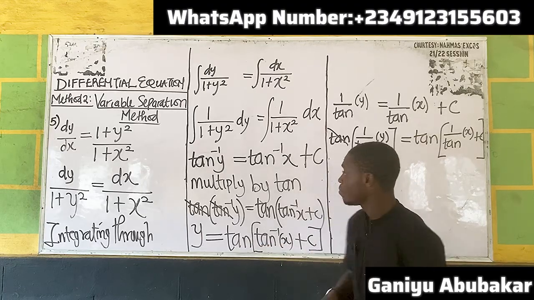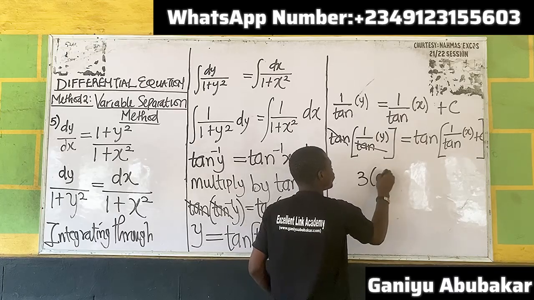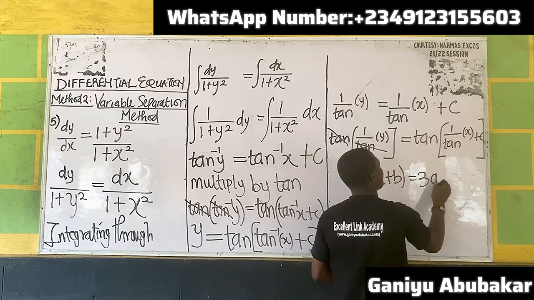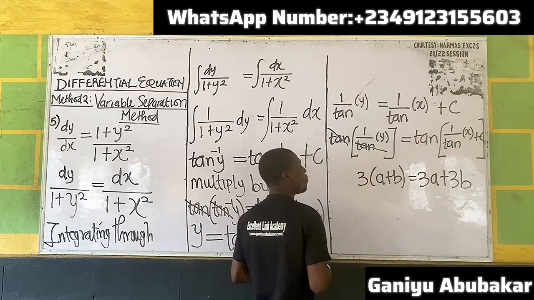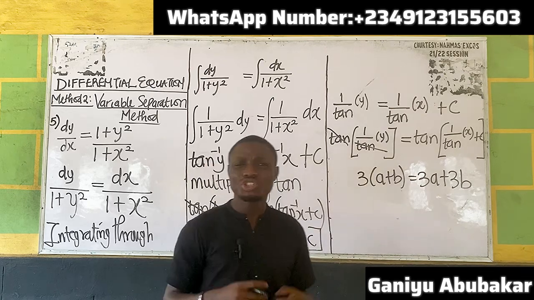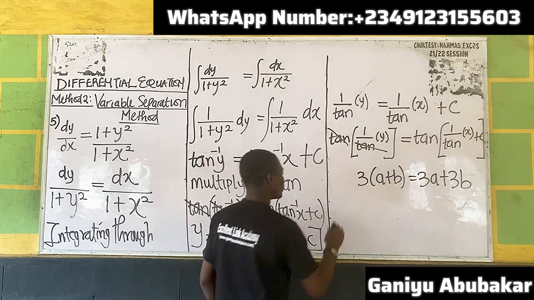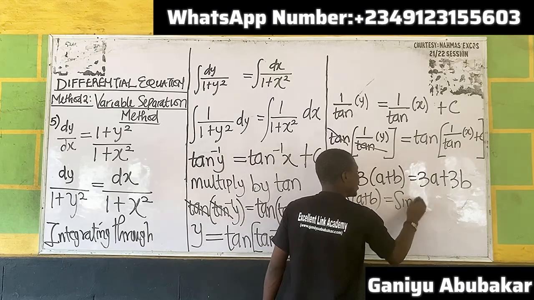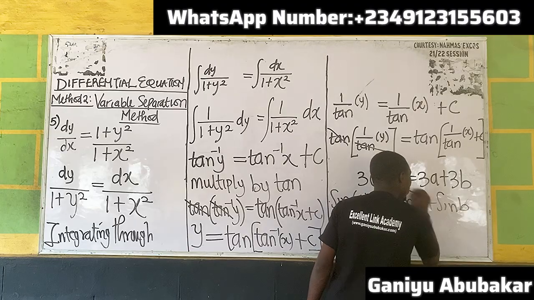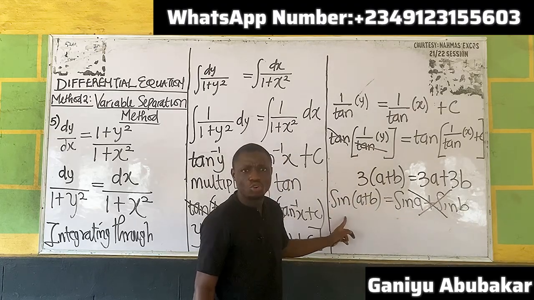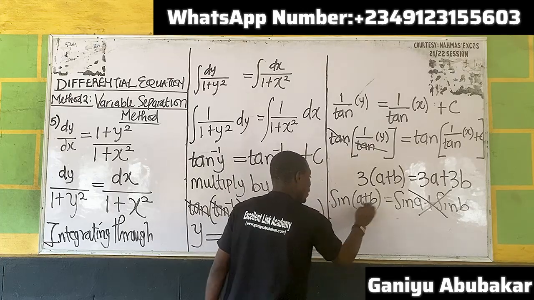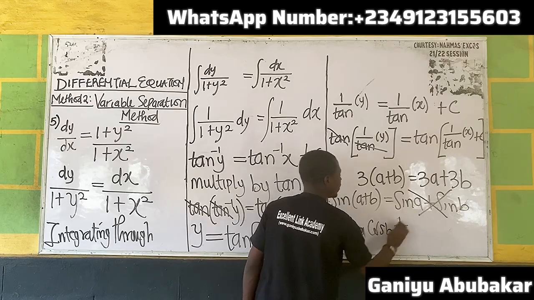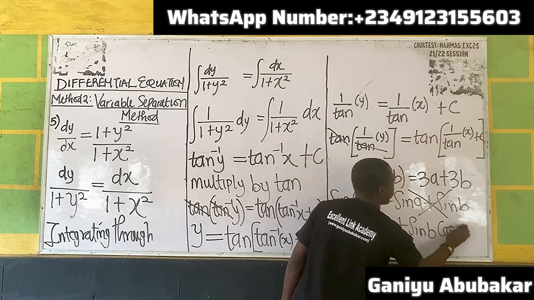Here is the concept to note, please. If I have 3 into a plus b, this is expandable. This gives you 3a plus 3b. But you can't just multiply a trig function like that. So if I have sine into a plus b, this is not sine a plus sine b. No, this is wrong. This is a trig function. Go and check. This is a trig identity. Sine of a plus b means sine a cos b plus sine b cos a. Go and check your book.